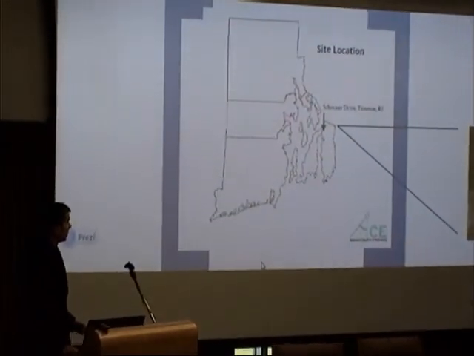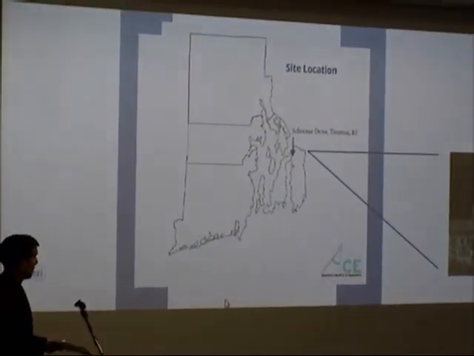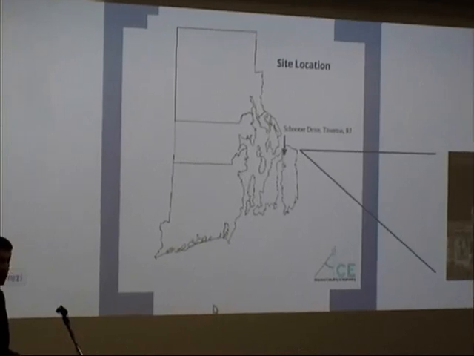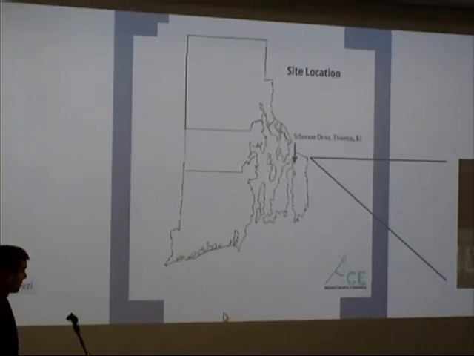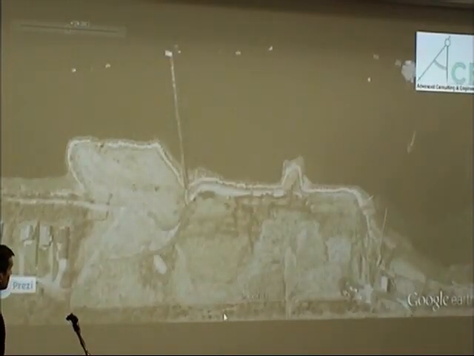Here you can see a locus plan of our site development project. It's located at the end of Schooner Drive in Tiverton, Rhode Island. Here you can see a satellite view of the existing site conditions. You can see that it's a completely virgin site.